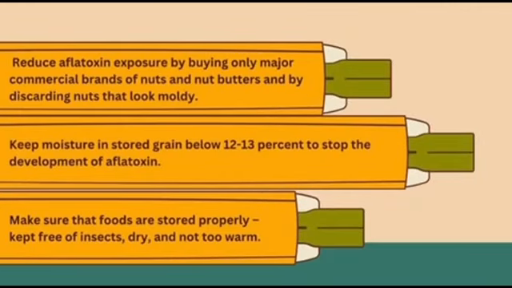Number 1, reduce aflatoxin exposure by buying only major commercial brands of nuts and nut butter and by discarding nuts that look moldy. Number 2, keep stored grain moisture below 12 to 13 percent to stop the development of aflatoxin. Number 3, make sure that food is stored properly and kept free of insects, dry, and not too warm.